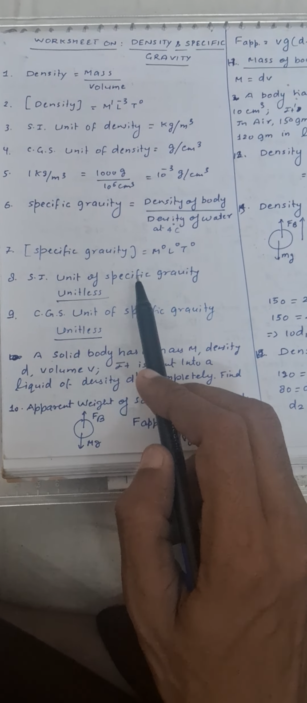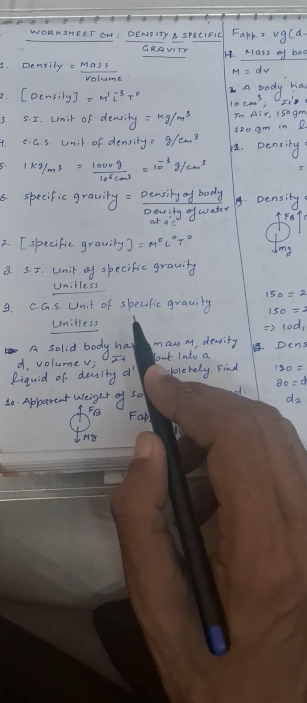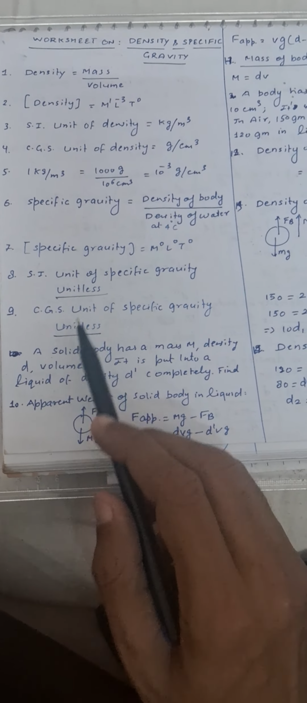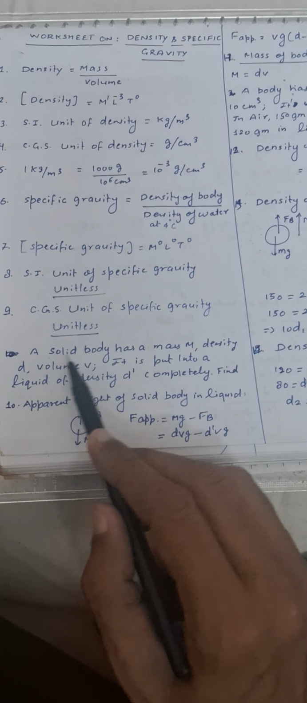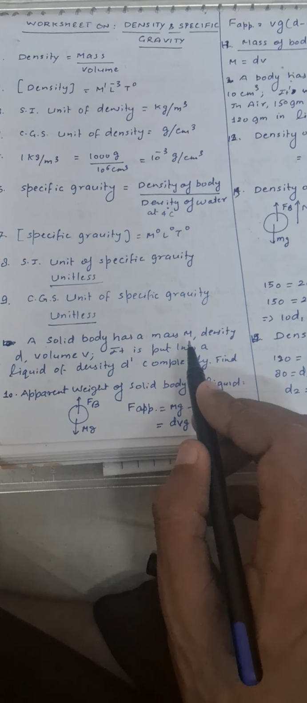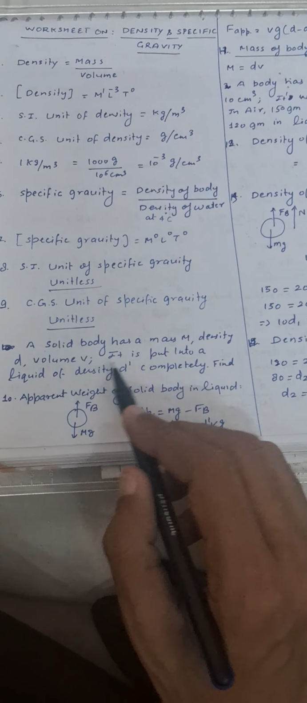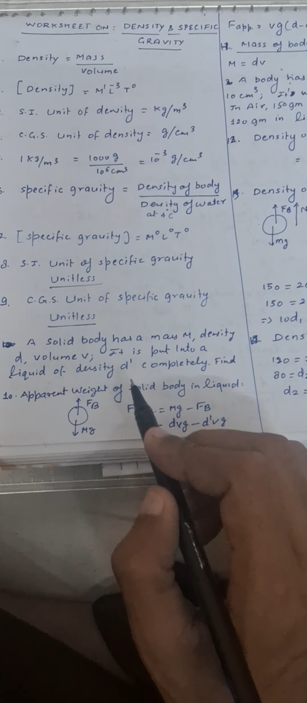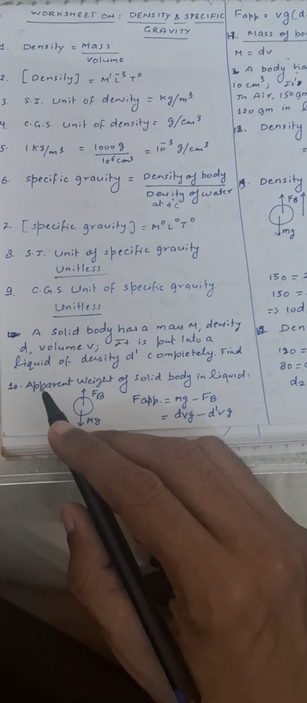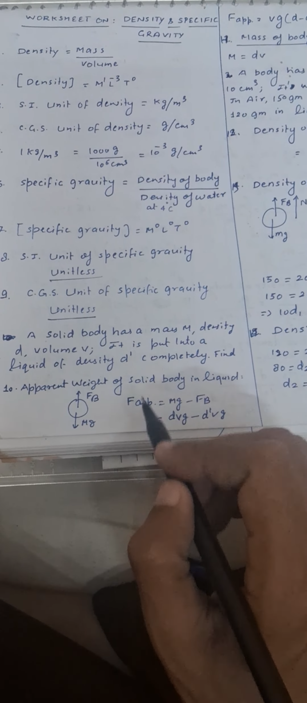Next is SI unit of specific gravity. So it is unitless. Next is CGS unit of specific gravity. It is unitless. Next we have a question that a solid body has a mass m, density d, volume V. It is put into a liquid of density d dash completely. Find, first question, the apparent weight of solid body in the liquid.